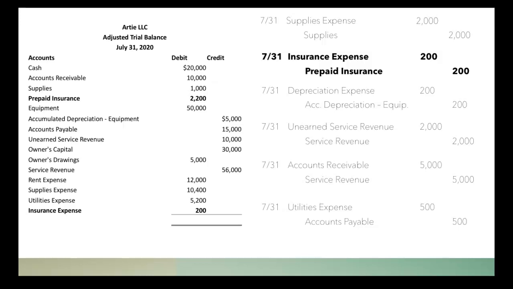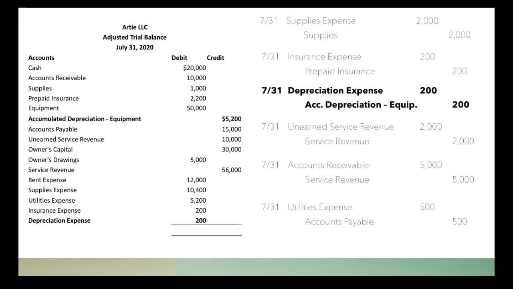So now our third adjusting entry dealt with depreciation, right? Depreciation expense and accumulated depreciation equipment. Well, depreciation expense, just like insurance expense, wasn't located on here. So we'll have to add depreciation expense to our adjusted trial balance as well. And then our accumulated depreciation, we credited that account 200. So that's going to increase your accumulated depreciation up to 5,200.